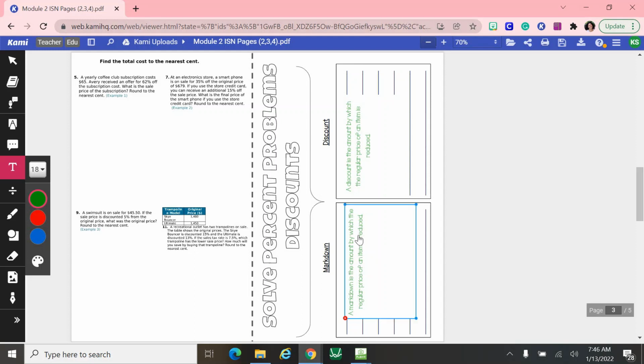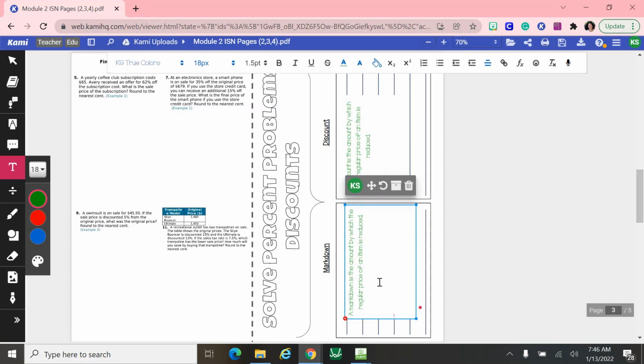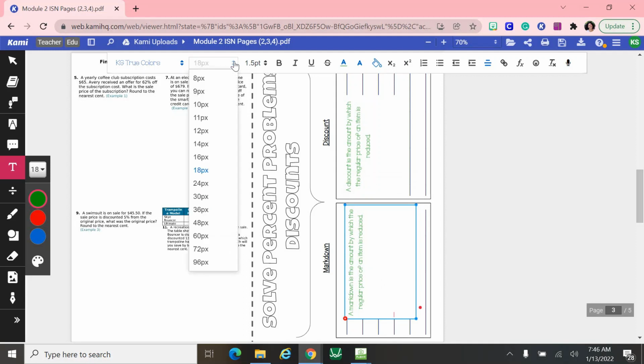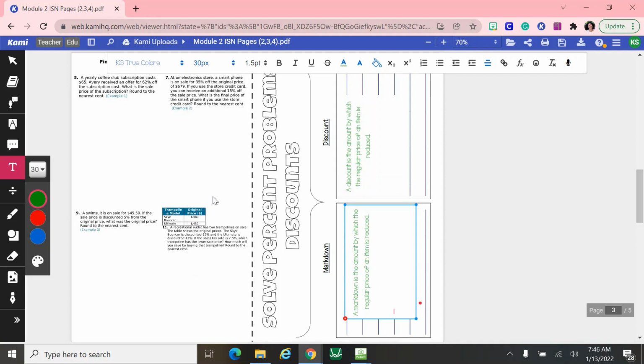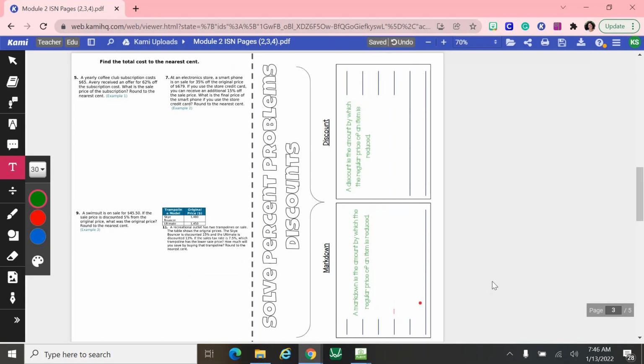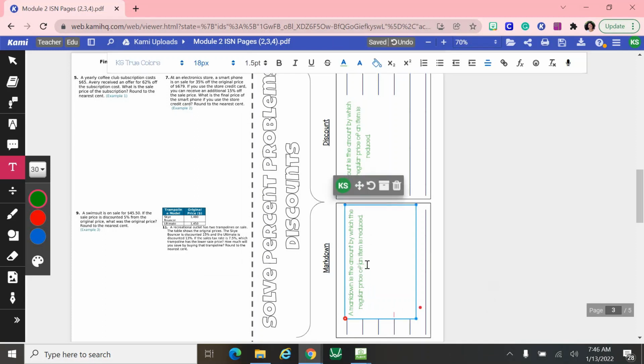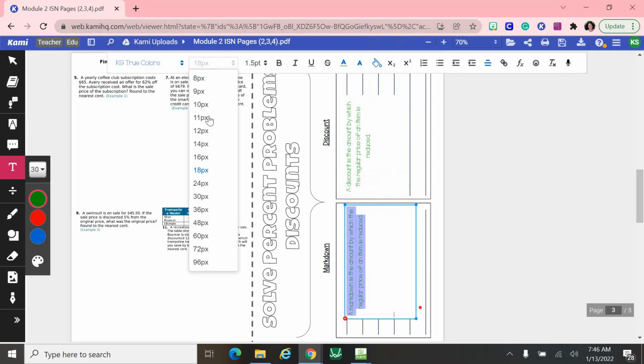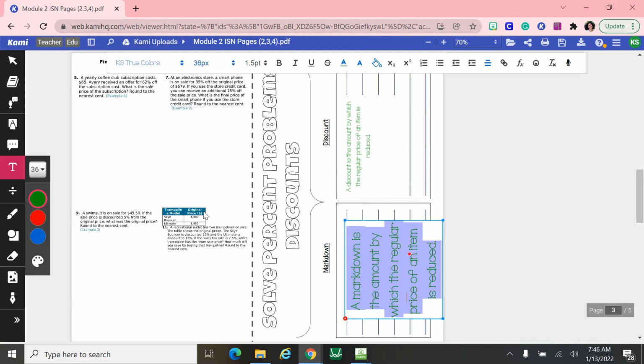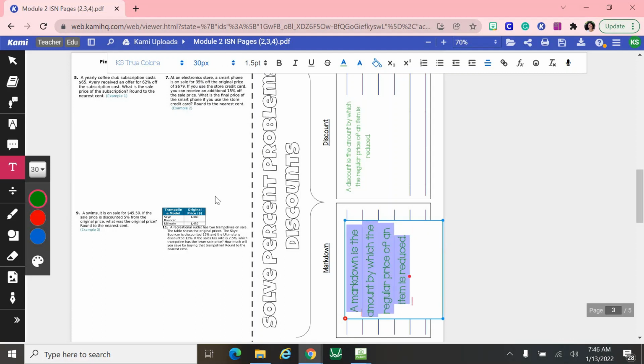So I know you might have to tilt your head to the left to read these, but the definition of a markdown is listed here. Maybe I can make it larger. A markdown is the amount by which the regular price of an item is reduced. I feel like that really didn't get very large, or did it? Oh, okay, that's too large. There we go, 30 pixels.